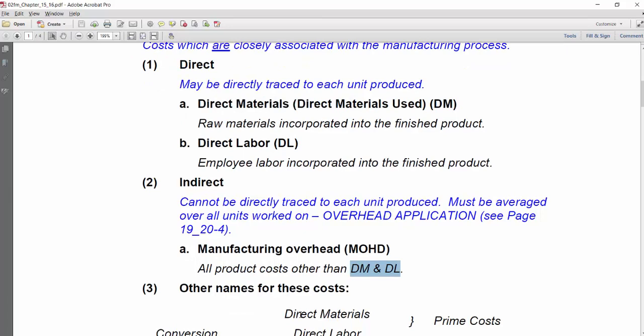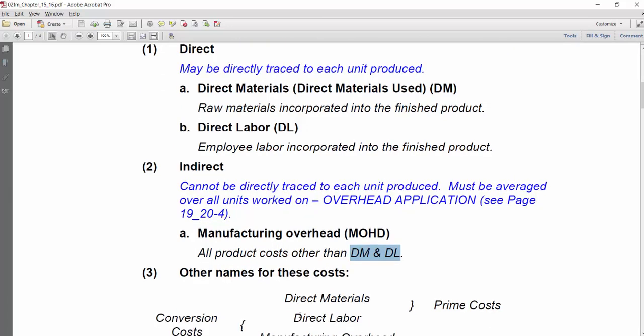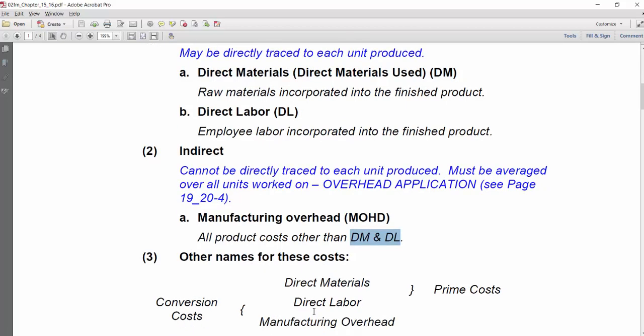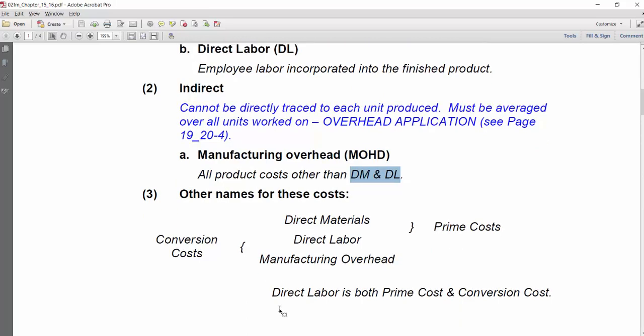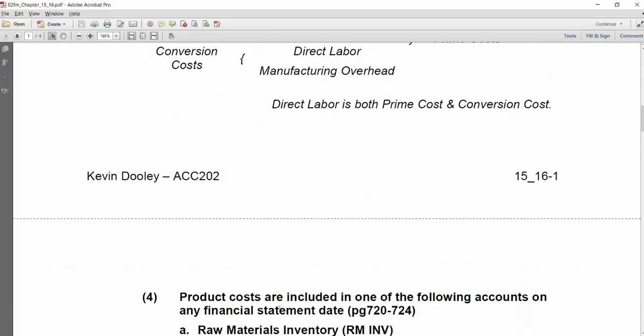If we take direct materials and direct labor, those are sometimes referred to as prime costs because they're our primary cost. However, if we put together direct labor and manufacturing overhead, then those are what are known as conversion costs because they're the cost of converting our materials into a finished product. So notice direct labor is both a prime cost and a conversion cost.